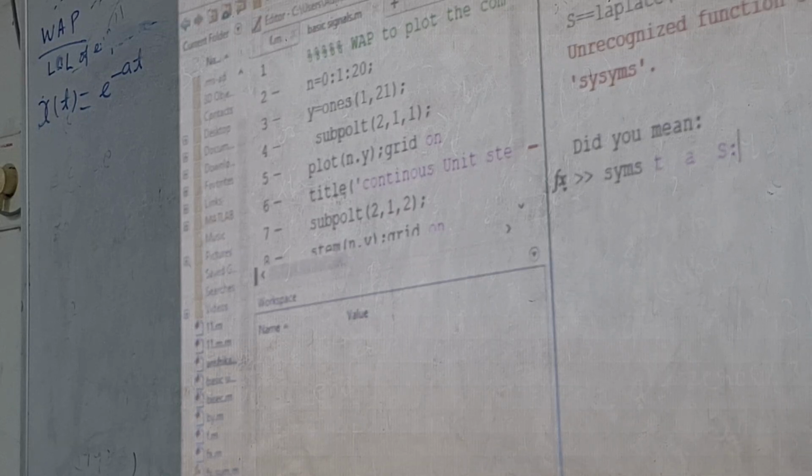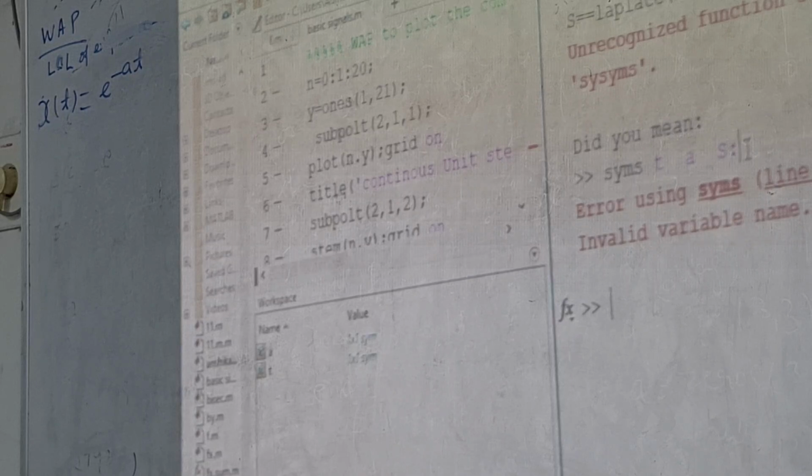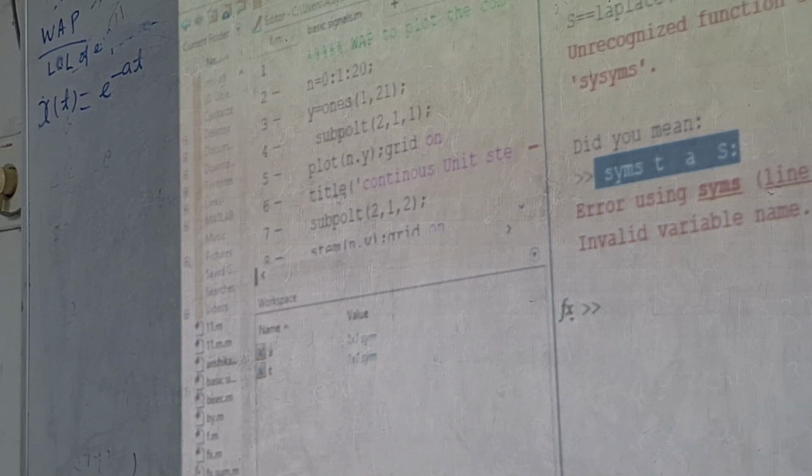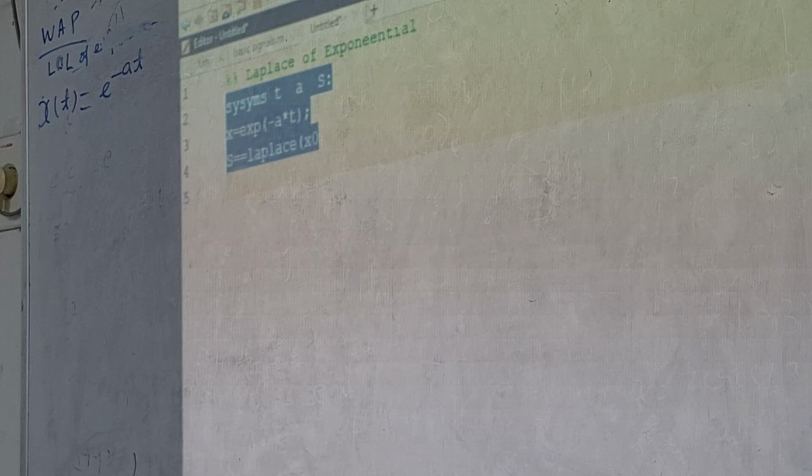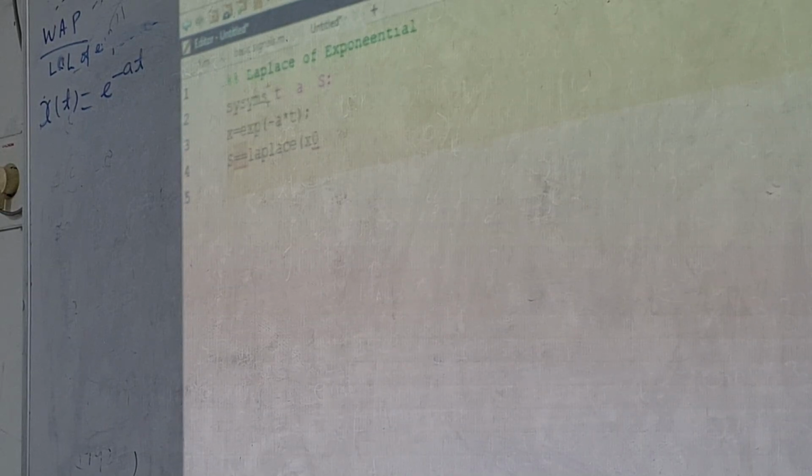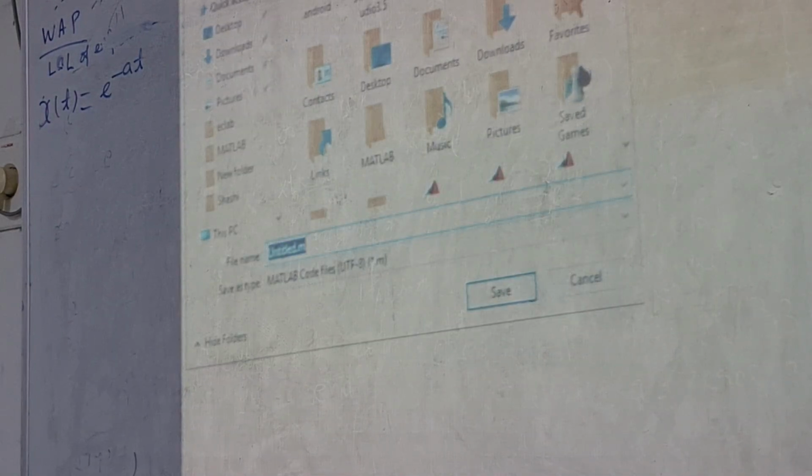Here the syntax error is that you have written SYM. The correct word is SYMS, that's why there is an error in the file. This is a typo error. Here I have written this typo, SYMS. This is the symbolic toolbox. Then run it, and this is the file name, the written Laplace transform.